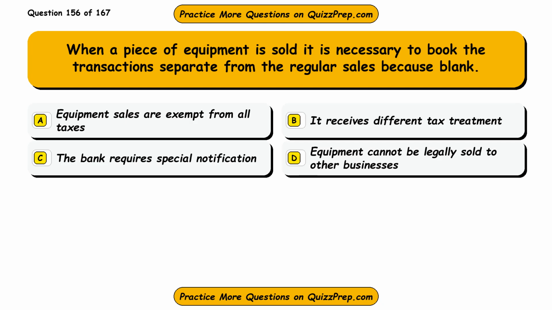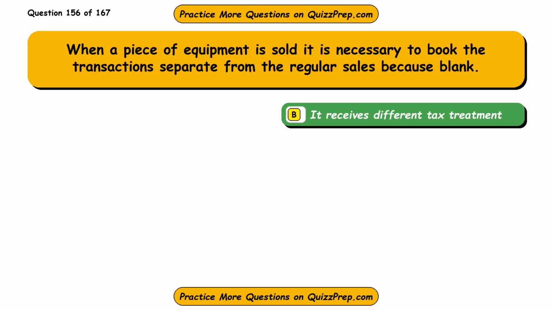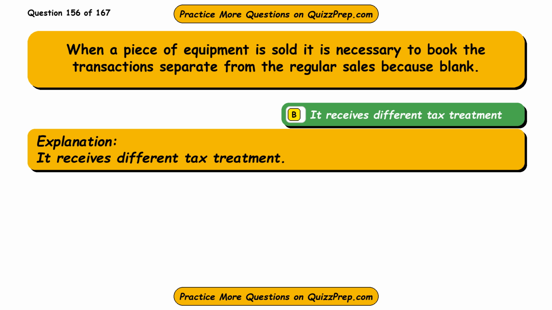Question 156. When a piece of equipment is sold, it is necessary to book the transaction separate from the regular sales because blank. Option A, equipment sales are exempt from all taxes. Option B, it receives different tax treatment. Option C, the bank requires special notification. Option D, equipment cannot be legally sold to other businesses. The correct answer is option B, it receives different tax treatment. It receives different tax treatment.